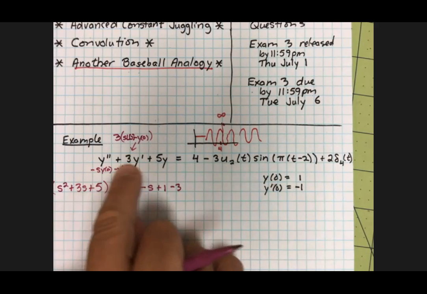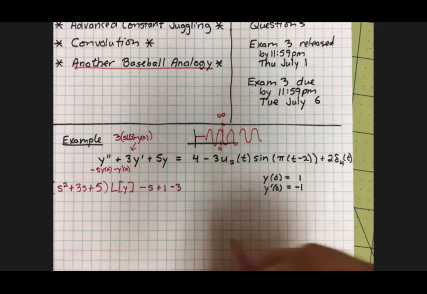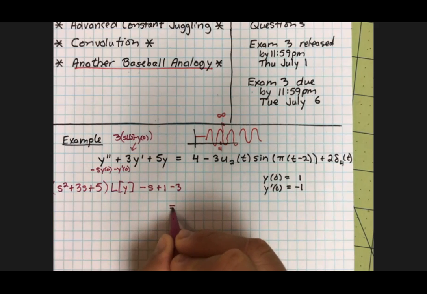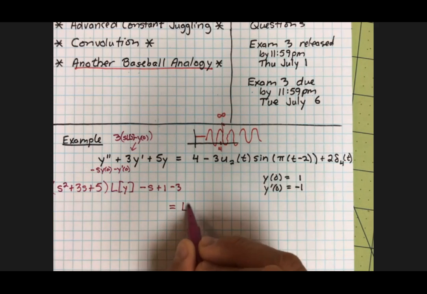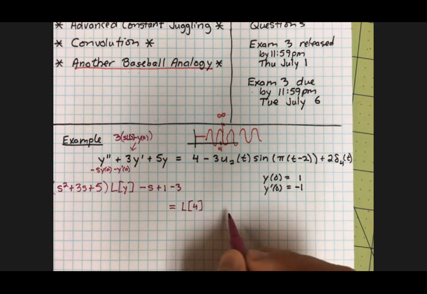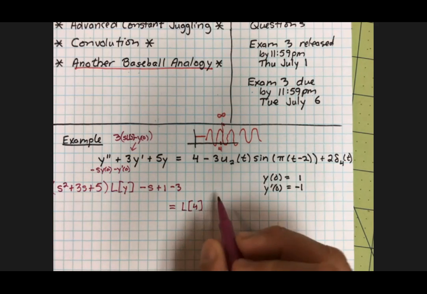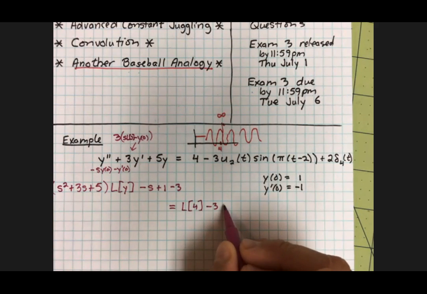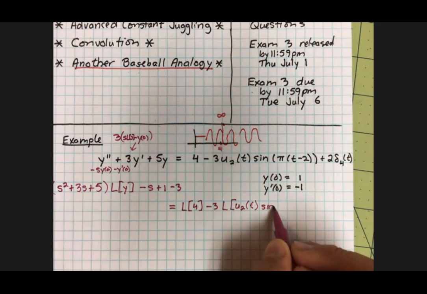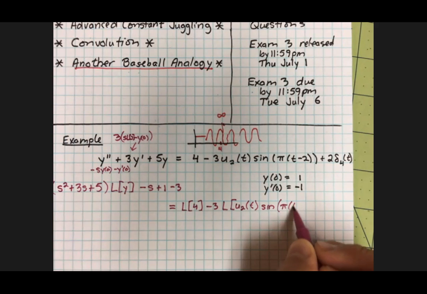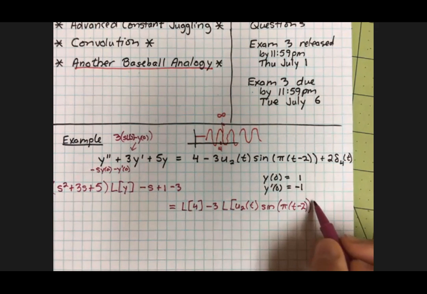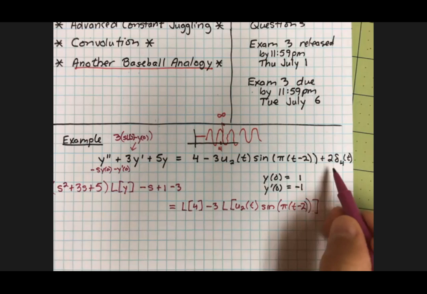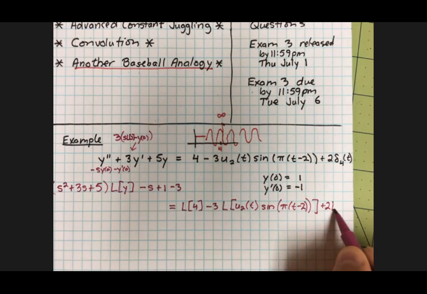Okay, so now I have applied the Laplace transform all the way to the left-hand side. Let's apply the Laplace transform to the right-hand side. Well, the Laplace transform of 4, I'll write it because it's in several pieces. So that's 4 times the Laplace transform of 1, subtract 3 times the Laplace transform of u_2(t) sine of pi(t minus 2). At least this has been shifted and delayed for me. And then the Laplace transform of delta of t minus 4.